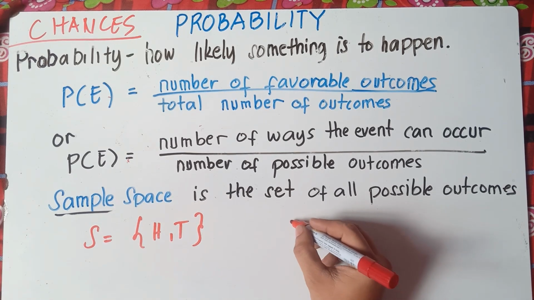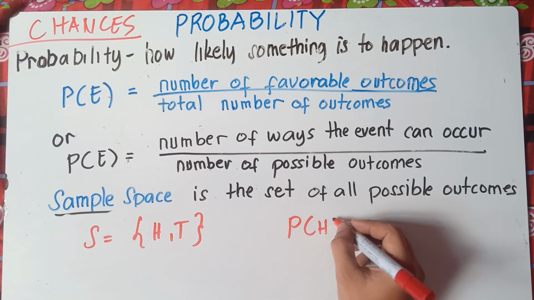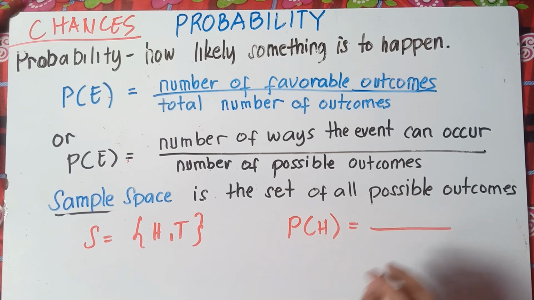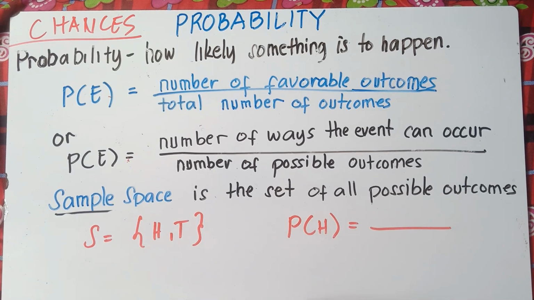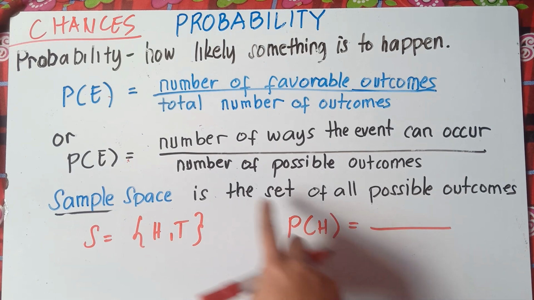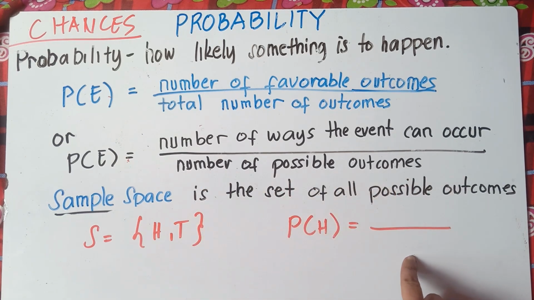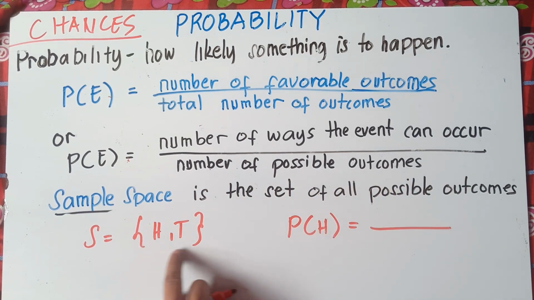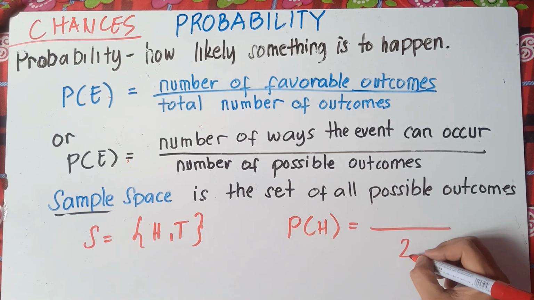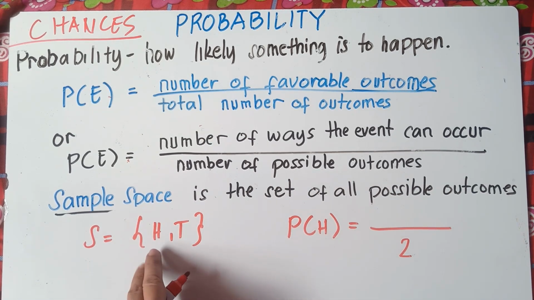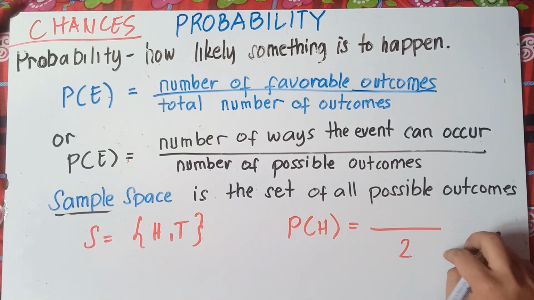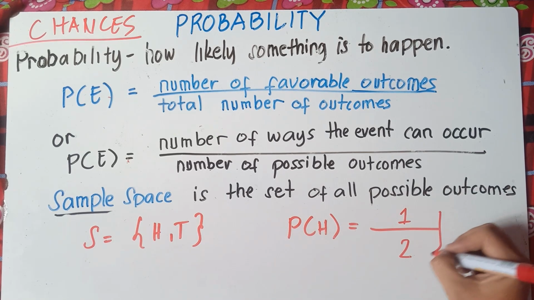Now, if the teacher asks you, what is the probability of getting a head when tossing a coin? The number of possible outcomes goes on the denominator. You have 2 possible outcomes, 1 and 2. And out of these outcomes, there's only 1 head out of these 2 possible outcomes. So your numerator is 1. So your answer is 1/2.